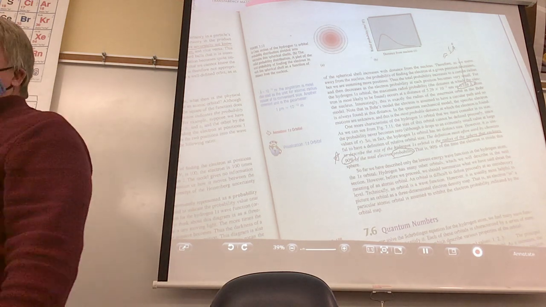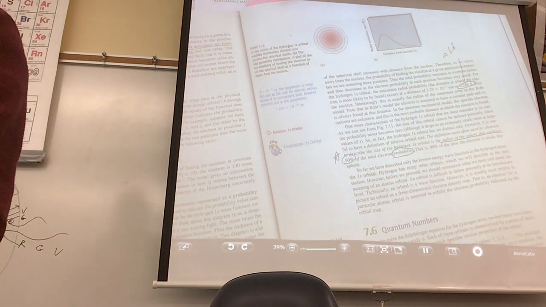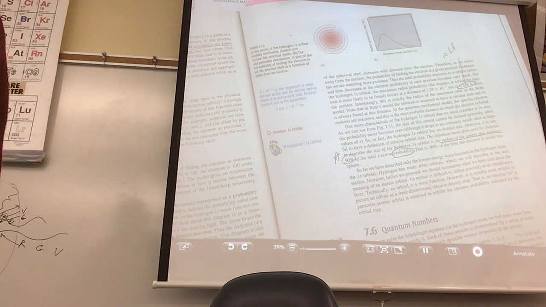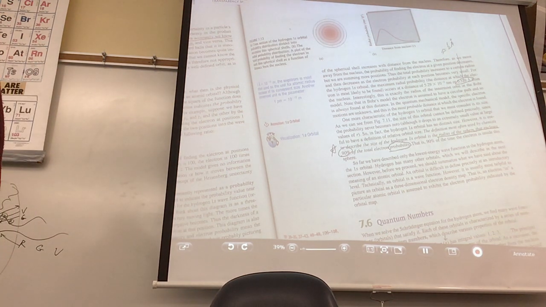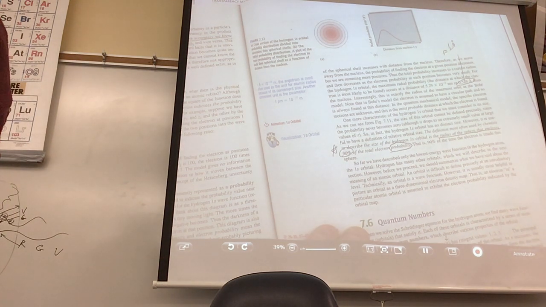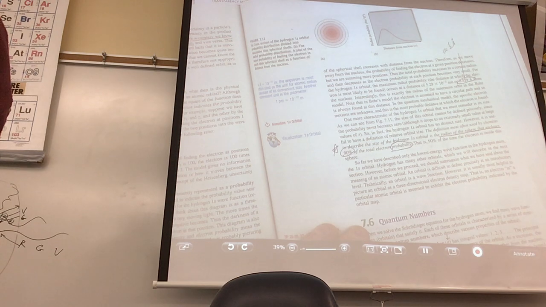The first quantum number is called n. So the first quantum number for the first electron for hydrogen is 1. Second quantum number, they want to call it the angular momentum quantum number, L. And it goes through integers from 0 to n minus 1.